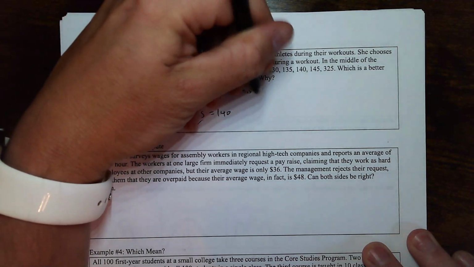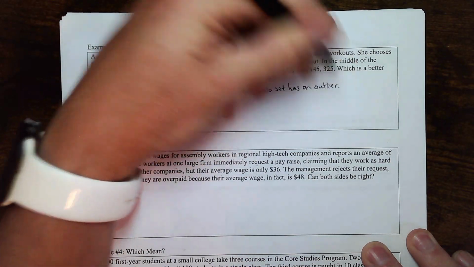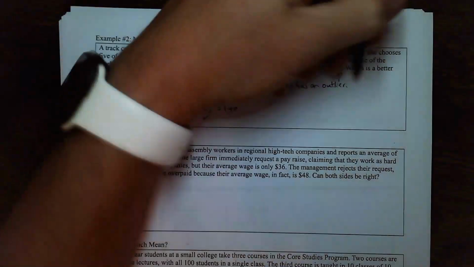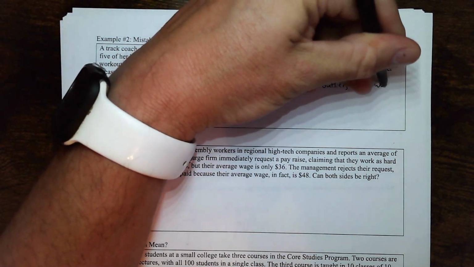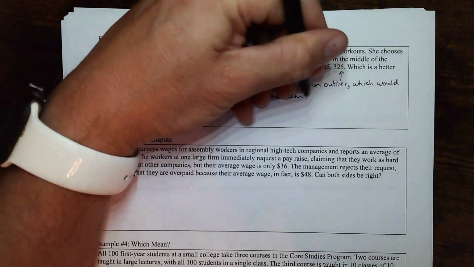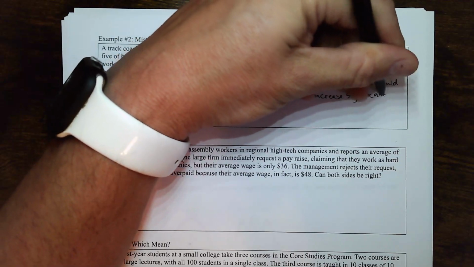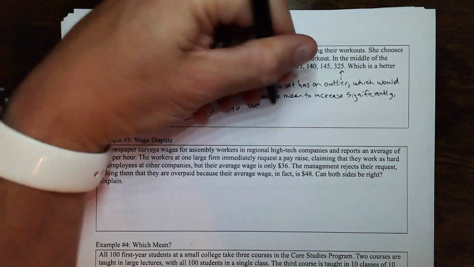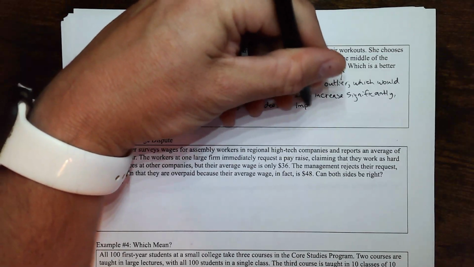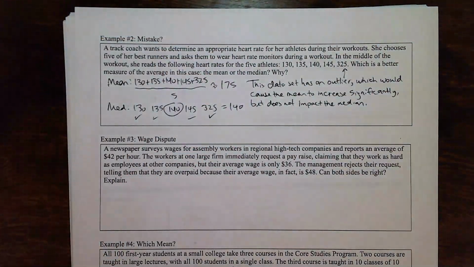First off, this data set has an outlier. So let's establish that first. This data set has an outlier, 325, which would cause the mean to increase significantly, but does not impact the median. It doesn't really have an impact on the median.